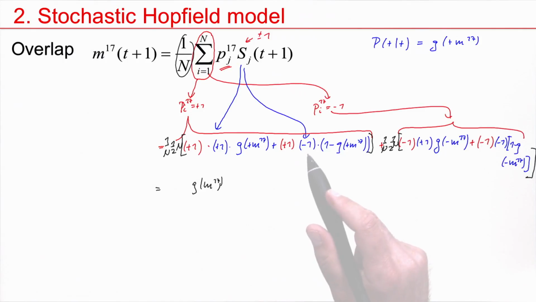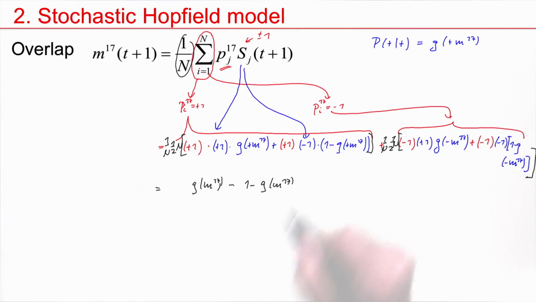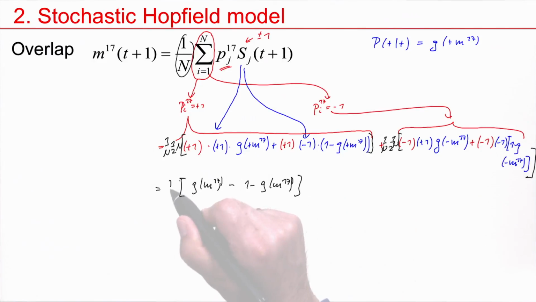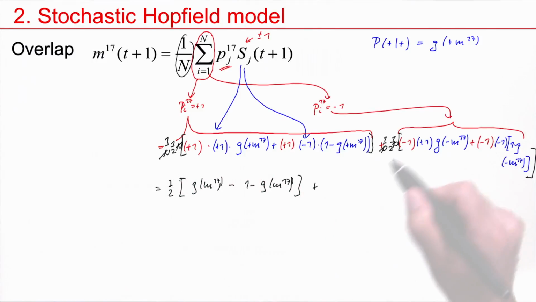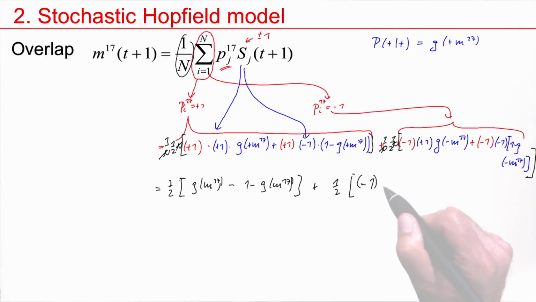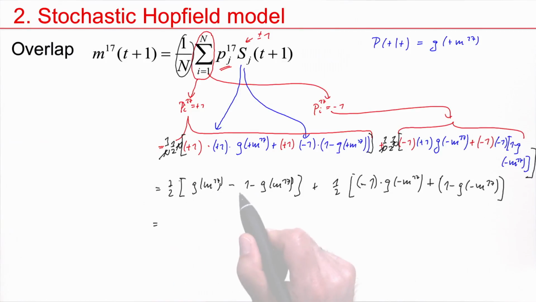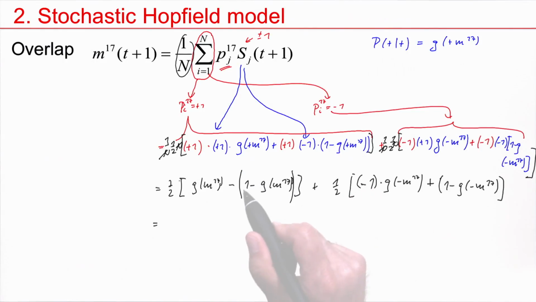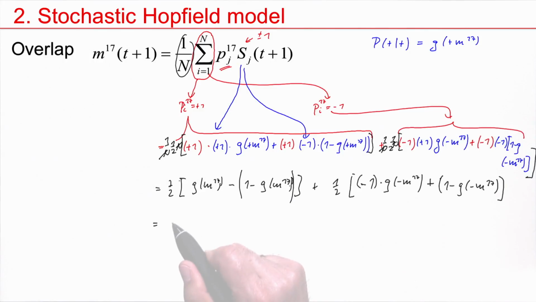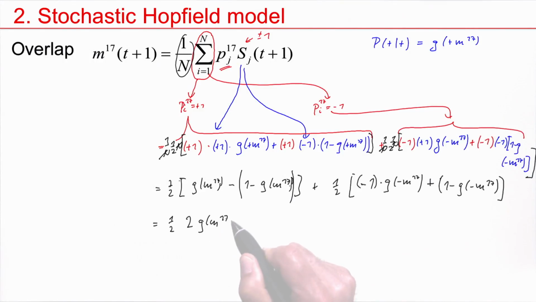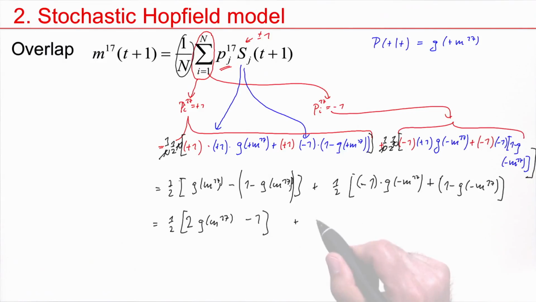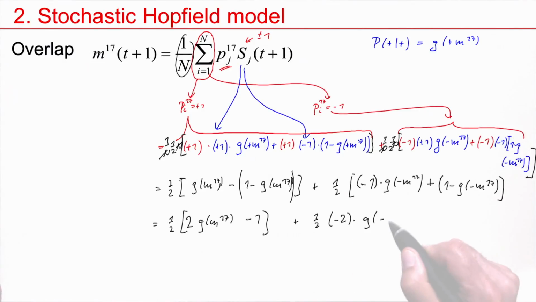I have minus 1 minus g of m17 with a factor 1/2, since the n goes. The n also goes here, plus 1/2. I have a -1, g of minus m17, -1, plus 1 minus g of minus m17. Let's collect the terms. I have g of m17, let's put the brackets in here, minus 1 minus g of m17. This gives 1/2 times 2g of m17 minus 1 plus 1/2 times minus 2g of minus m17 minus 1.